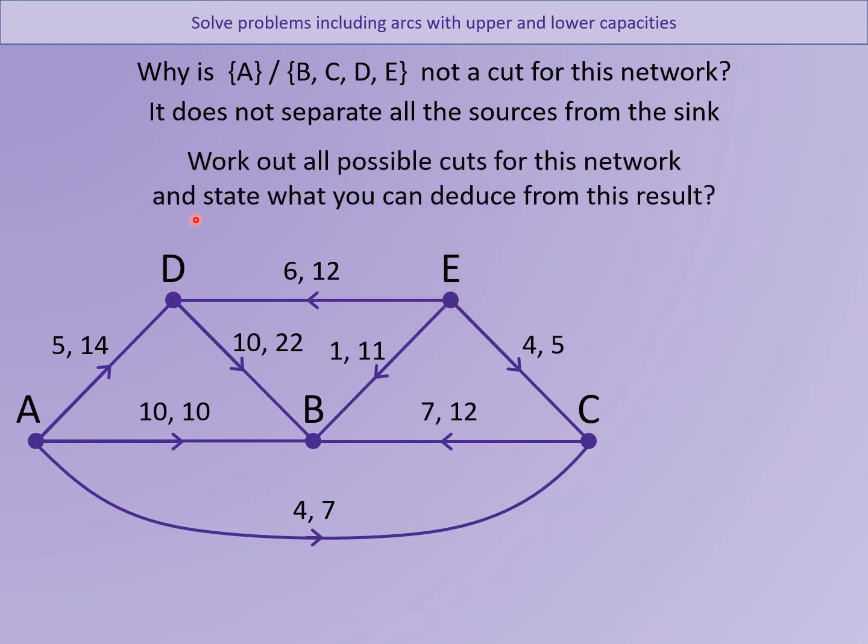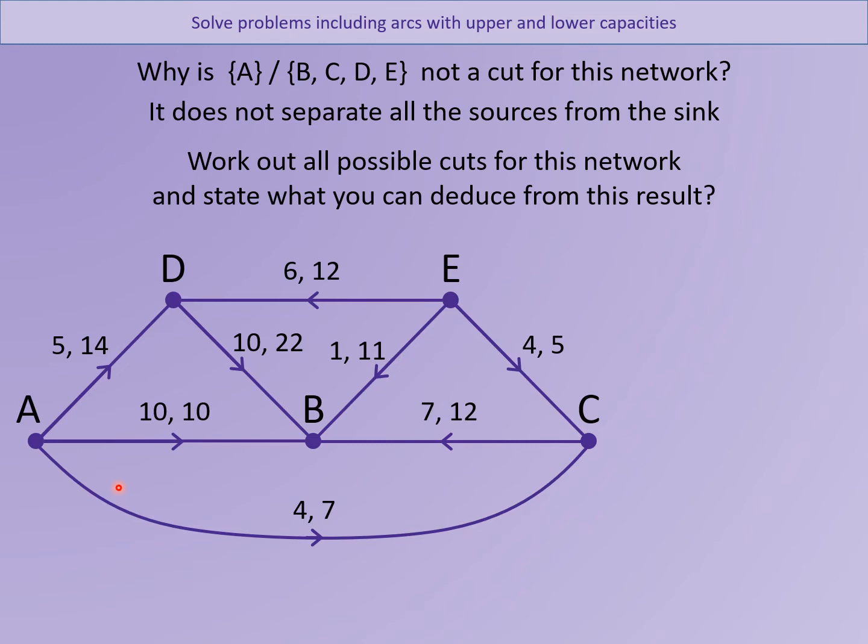What I'd like you to do, though, is just to have a go at practicing what are the possible cuts. So now I've given you that reminder, and you know that A and E are the sources. How many different cuts can you have that separate A and E from B? So have a think about all the different possible cuts and just practice what we've just gone through about making sure they flow from source side to sink side. So pause there, have a go at working all those out.